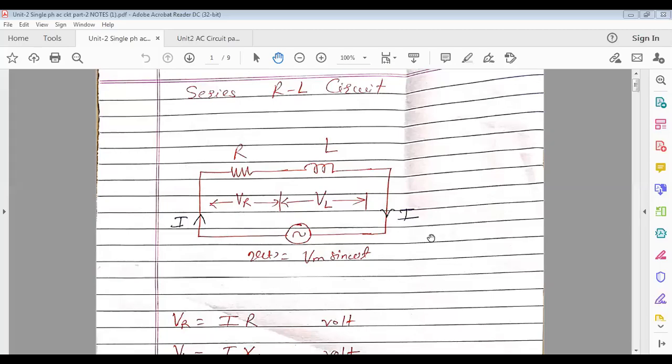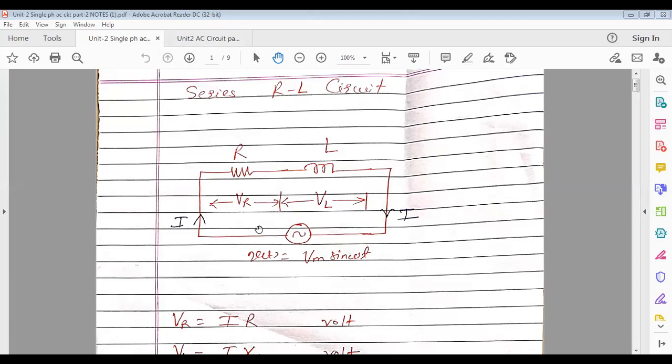Okay, so series RL circuit, resistance and inductance connected in series. Any coil also you can take as an example. Any coil is not purely inductive. Along with self-inductance, it always has some value of resistance. If in the numerical it is specified that a coil has some internal resistance, then consider it. If nothing is mentioned about internal resistance of the coil, then consider it as purely inductive.